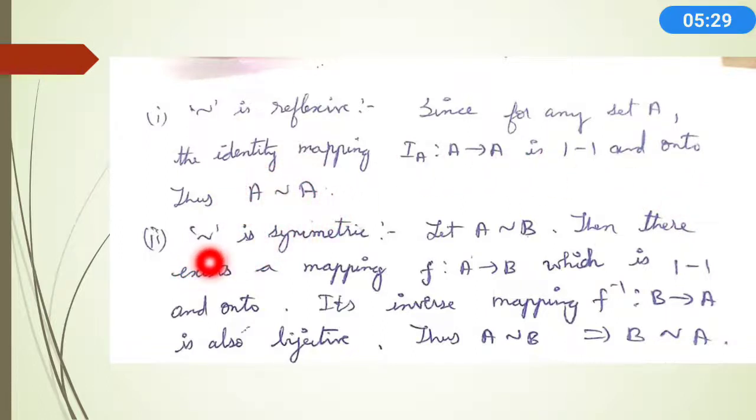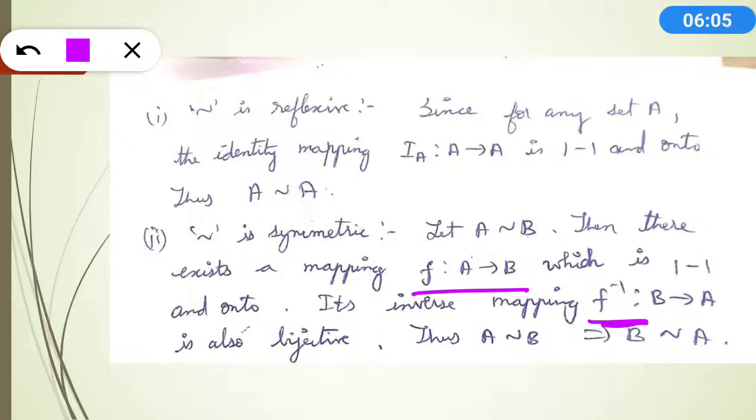To prove symmetric, that is, that this tilde is symmetric, assume that A is related to B. A and B are equivalent sets. If A and B are equivalent sets, then there exists a function f from A to B. By the definition, this function will be one-to-one and onto. We already read in the previous section that if f is a one-to-one and onto function, then f inverse will exist, isn't it? So f inverse means the reverse of f.